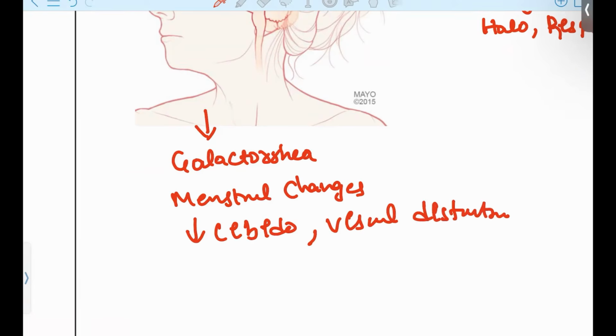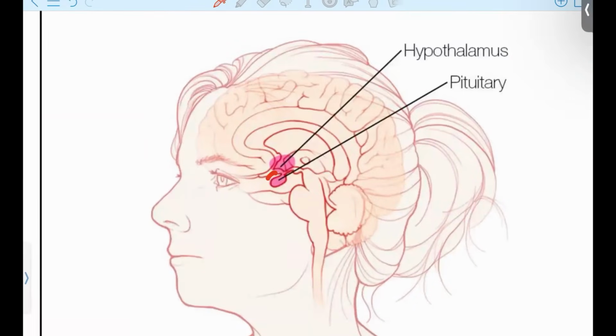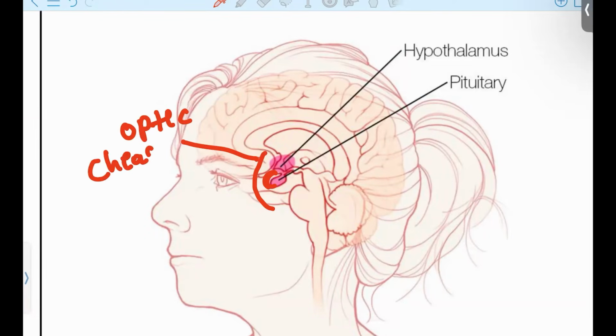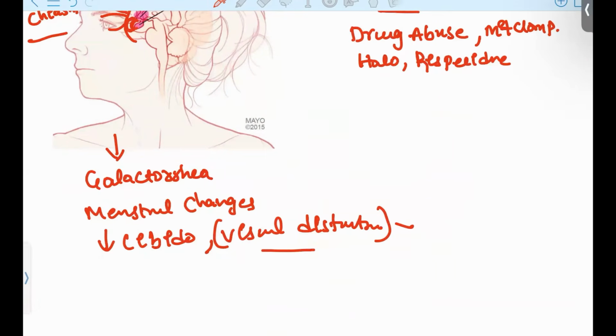This is the question, why is this patient having visual disturbances? Because if you see where this adenoma is forming, there is an optic chiasm here. Okay, optic chiasm here. So if this tumor is compressing the optic chiasm, whatever nerve is coming to your eyes will be compromised. That is why whenever the patient is having visual disturbances, this is considered to be the severe disease of the prolactinoma.